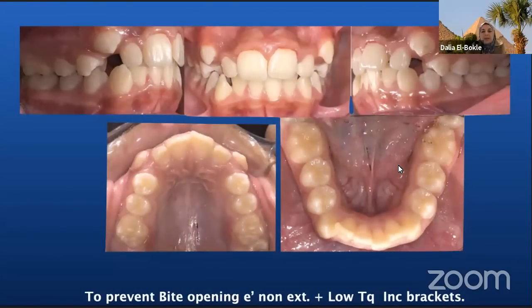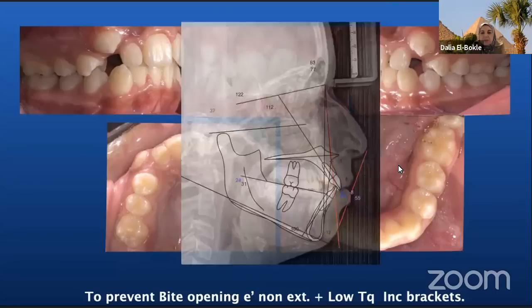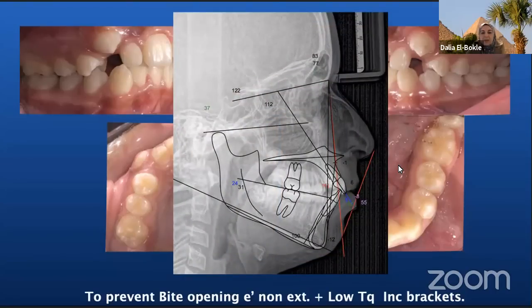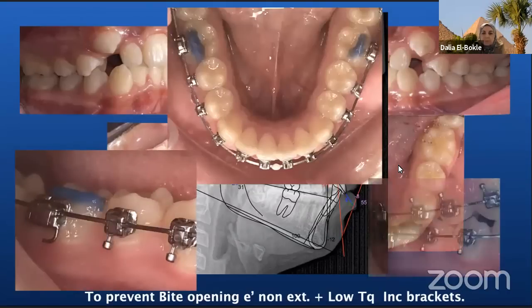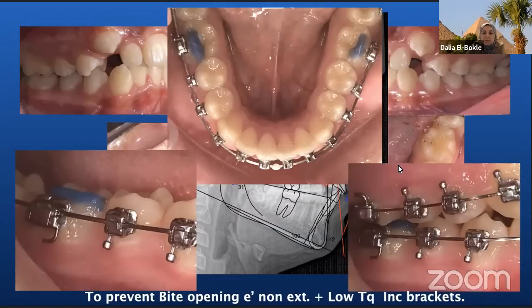So here is an example to avoid the bite opening with non-extraction treatment. Here you can see I have an SN mandibular plane angle of 37 degrees, and I don't want to open the bite. So I choose to place bite turbos on the buccal aspect of the lower molars, as you can see here.